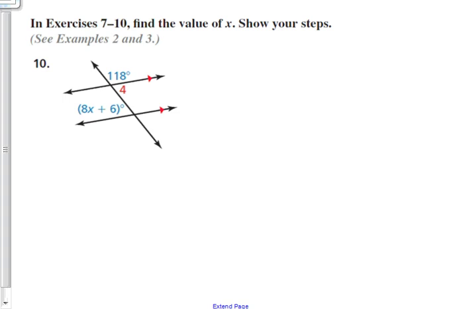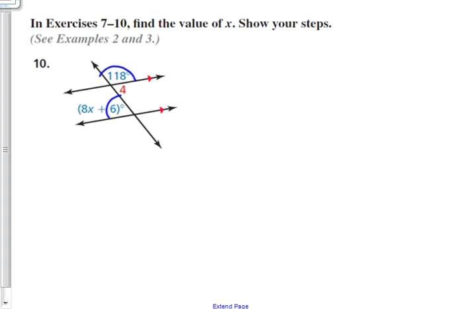In number 10, there's actually a couple steps I have to take in order to solve for x. So I have to find the measure of x and show my steps. Well, let's see. The angle 118 degrees right here, and this angle I'm working with, those actually have no relationship whatsoever. They're not corresponding angles. They're not both interior. They're not both exterior. So there's actually nothing in common with those. I can't really work with them.